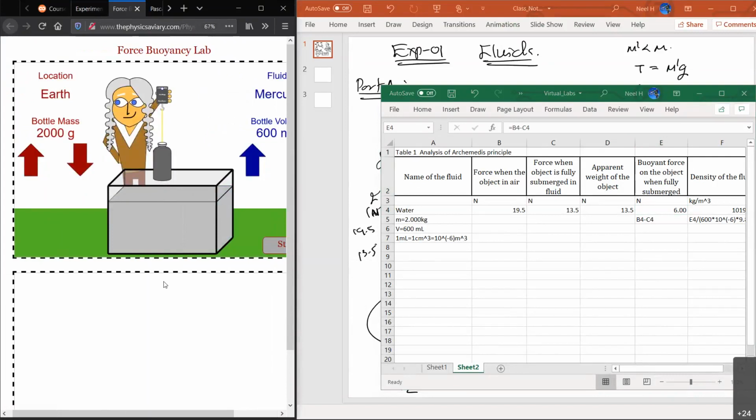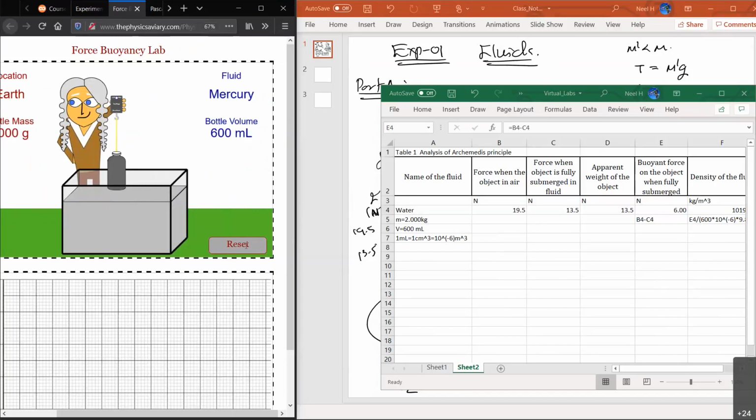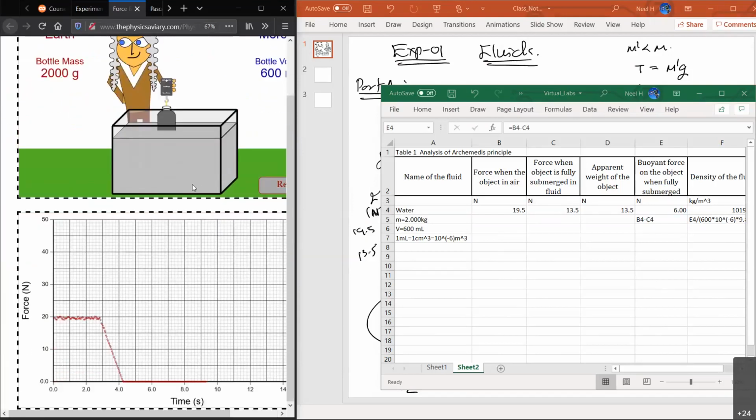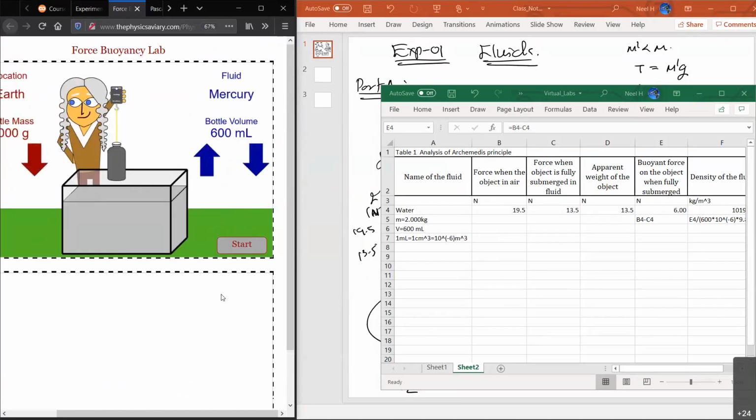If you read a different number than mine, use your number. That's totally okay. If your volume is also different, you should get about the same number. Okay, reset it, change the fluid type to mercury, and then press start, and check whether the object is fully submerged. You can see mercury is very dense. The object is not fully submerged, so I can't get the number for the apparent weight. The volume is too high, so the buoyant force is too large.